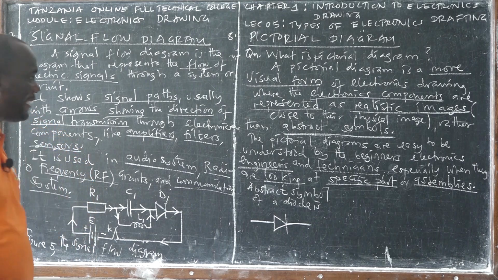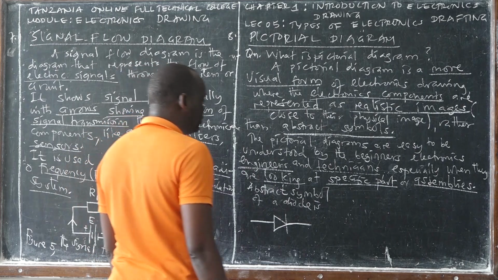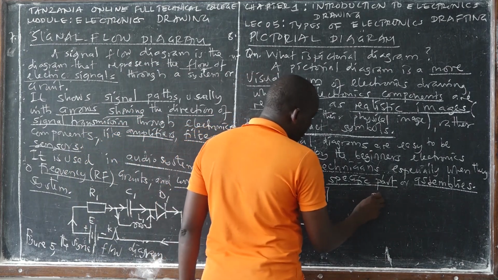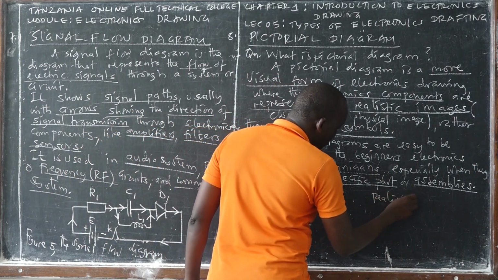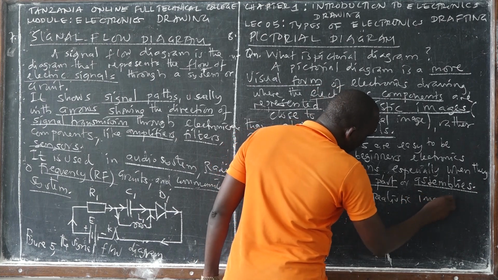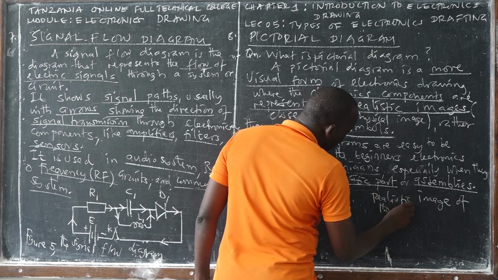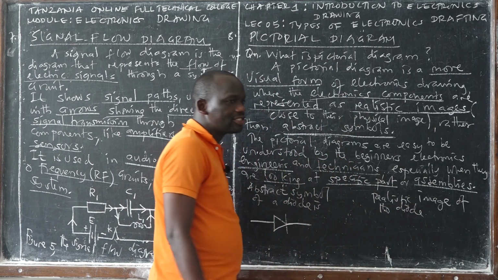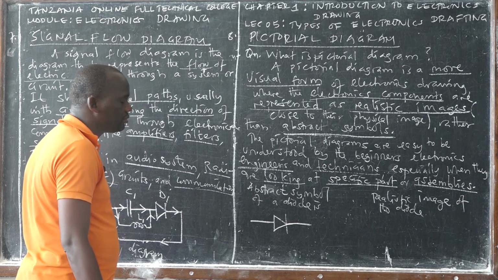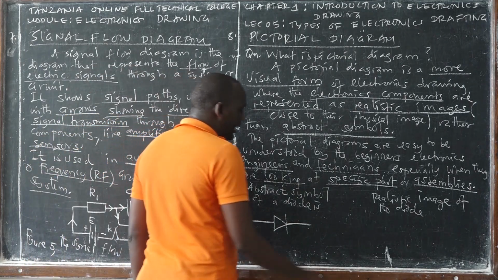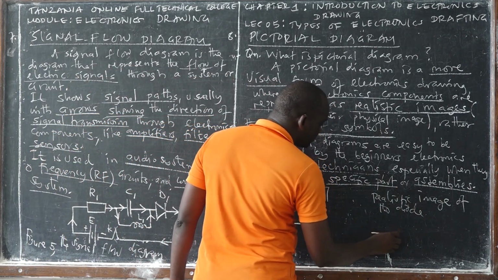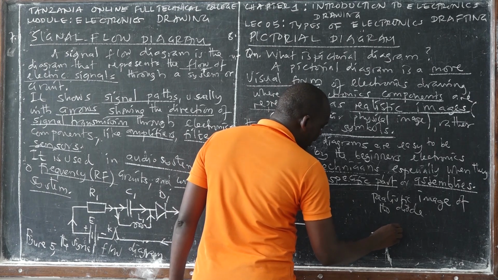When you talk about the realistic image of the diode, or general purpose diode, say realistic image of the diode. This is the realistic image of the diode.